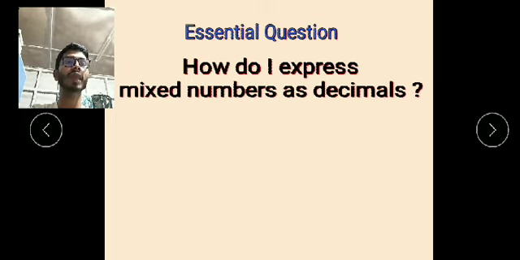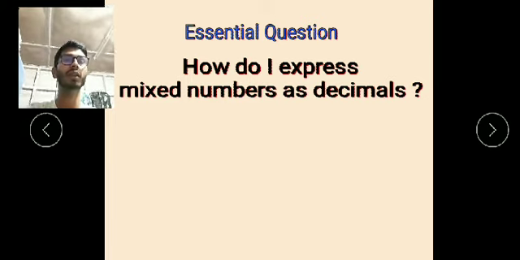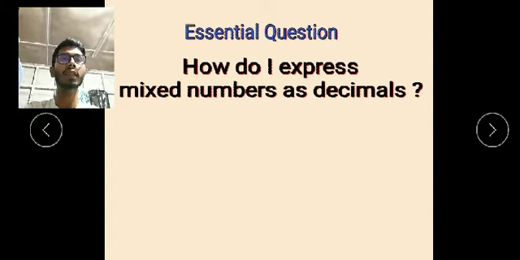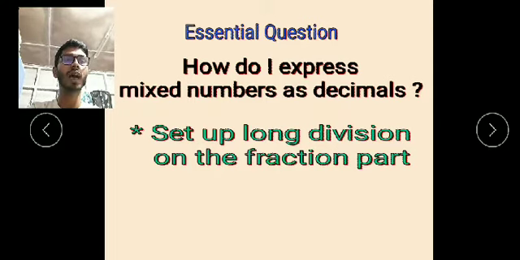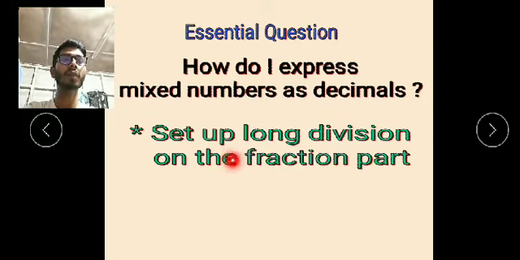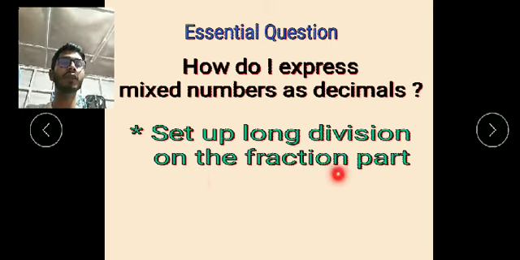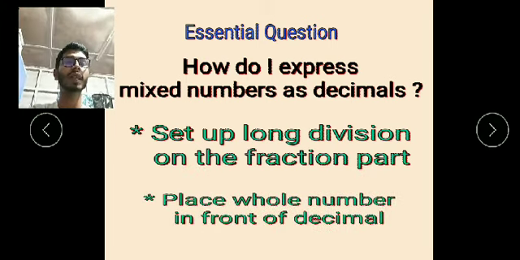How do I express mixed numbers as decimals? We have seen how a simple fraction can be converted into a decimal. Let us see how we can convert a mixed number into a decimal. Remember, a mixed number comprises a whole number as well as a proper fraction. First of all, we'll set up long division on the fraction part, then place the whole number in front of the decimal. Let us see one example.